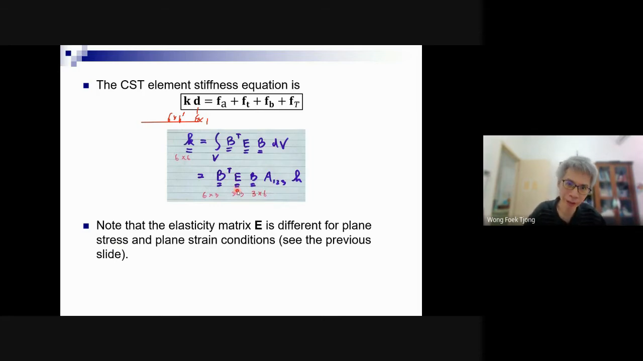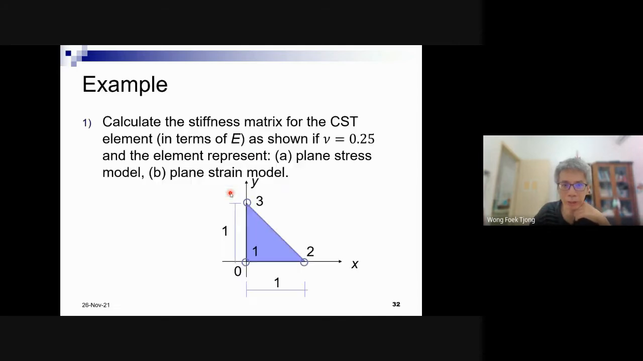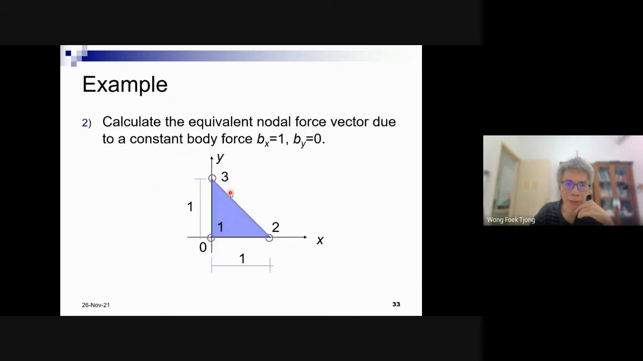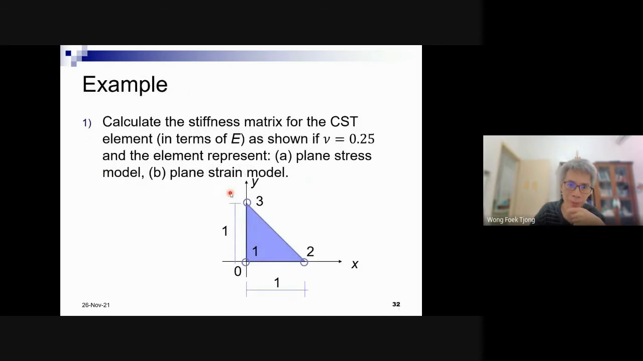Of course, E is different, with a different formula for plane stress and plane strain conditions, okay? As you learned from the constitutive equation before. Any questions so far? Well, if no questions, let's take, for example, the previous element. How do we calculate the stiffness matrix for this element?